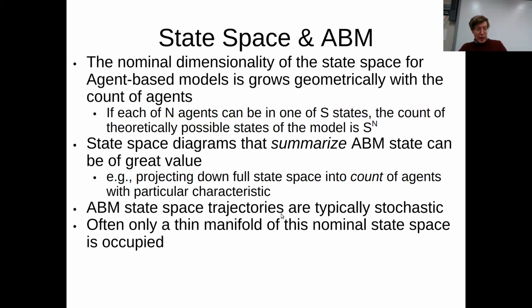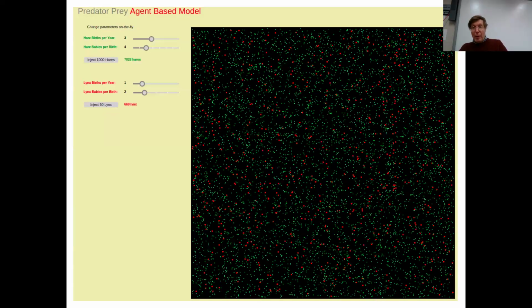So ABM state space trajectories are typically stochastic, and there's typically only a thin, what I'll call manifold of it that's explored. And I'm going to come back to this point. Some of you may wish to look at this, and I'm not going to do it right now because of limited time. But I would note that if you open up AnyLogic and you go to the example models, there's a thing called the predator-prey agent-based model.